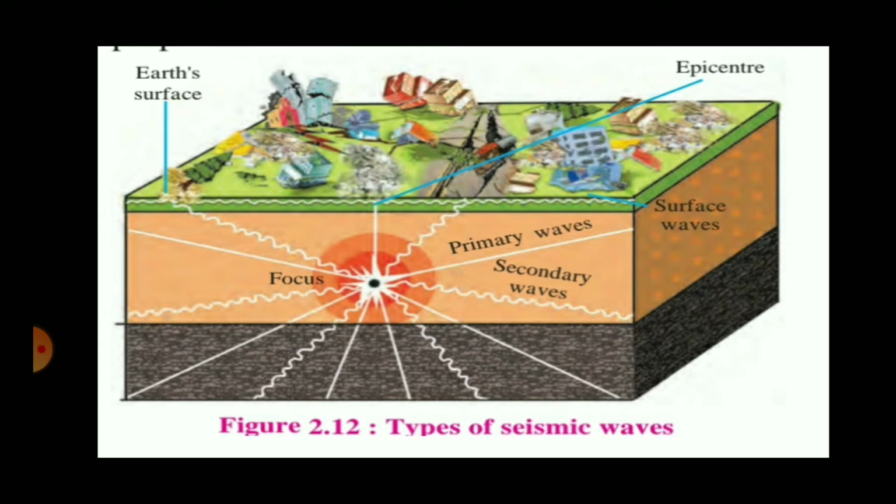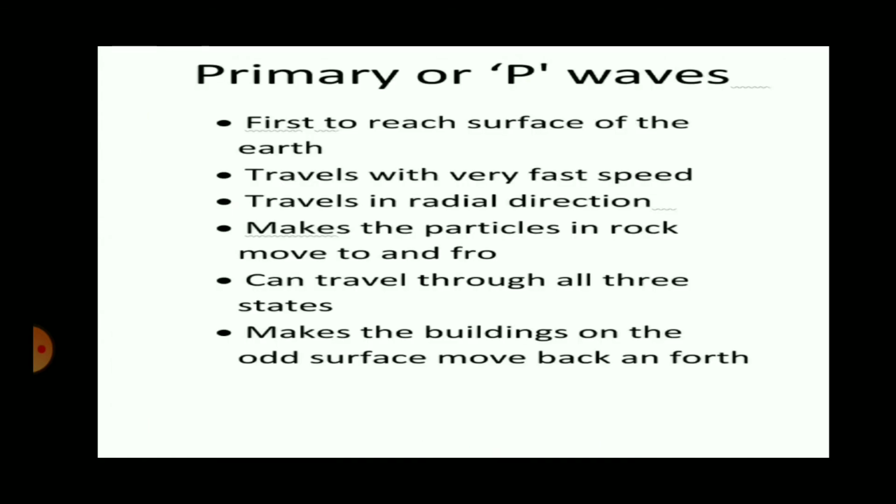The movement is to and fro. So particles of rock, because of these primary waves, are moved to and fro, backward and forward in the horizontal direction. You can see these waves are not that destructive because the movements are backward and forward. Now these waves can travel through solid, liquid, as well as gaseous medium. That means these waves can travel through all mediums.